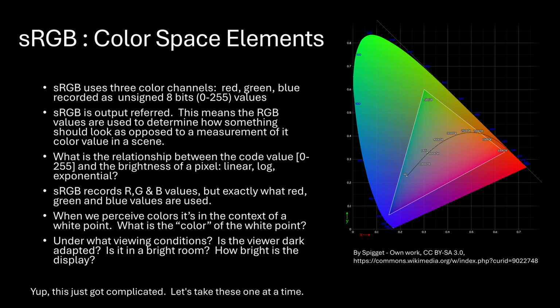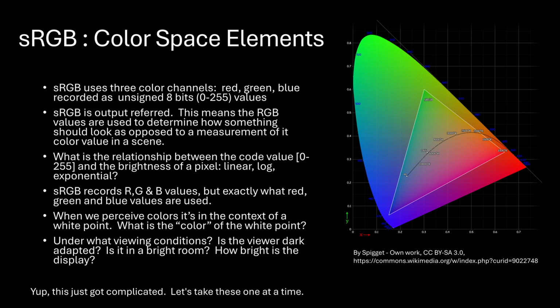sRGB records values in red, green, and blue. But exactly which green? I mean, this whole area here is green. This could be considered green. This could be green. This could be green. Exactly what green? So we need to specify, when we perceive a color, it needs to be in the context of a white point. And we're going to talk about what a white point is. And then finally, what are the viewing conditions?